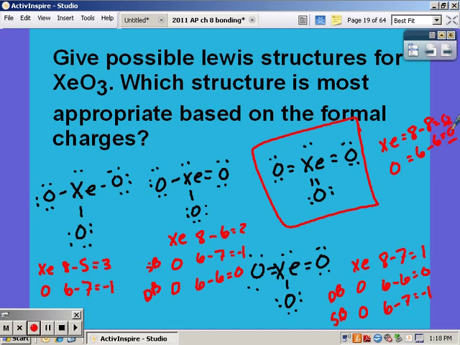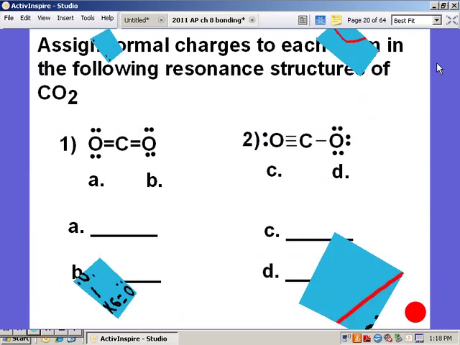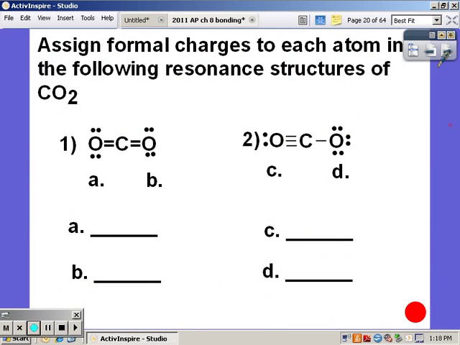This is how it will look on a test, where you're given the structures and asked which one would be better based on formal charges. Or you could be given just one structure and asked what the formal charge of a particular element in that compound is. Let's look at 2 more. So this is how it also could look. I'm going to pause the video and try this one on your own.